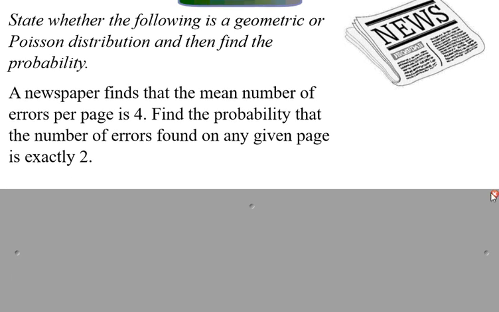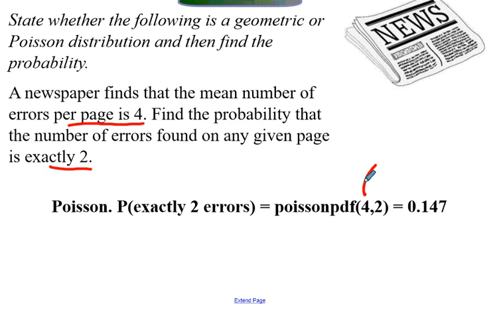This would be a Poisson. First off, it's not geometric because in order for it to be a geometric, they have to say what's the probability that the first success occurs on this trial. We're not even talking about any first successes. We're saying on average there's 4 errors per page, so that's a unit of area. What's the likelihood on any page we have exactly 2? So this is a Poisson, where my average mu is equal to 4 and my number of successes x is equal to 2. So I run Poisson PDF 4, 2, and I get about a 14.7% chance of that actually occurring.